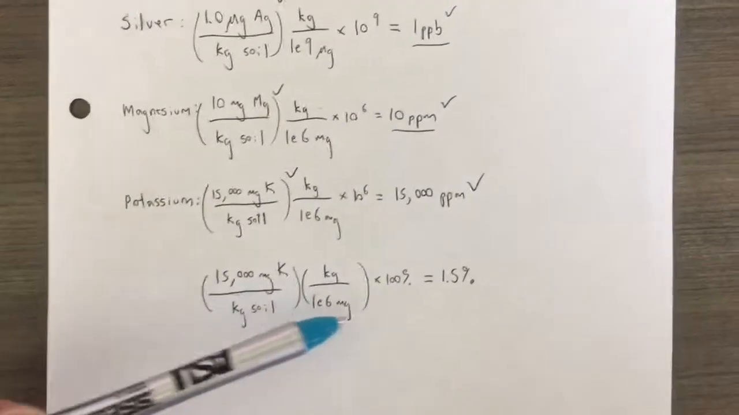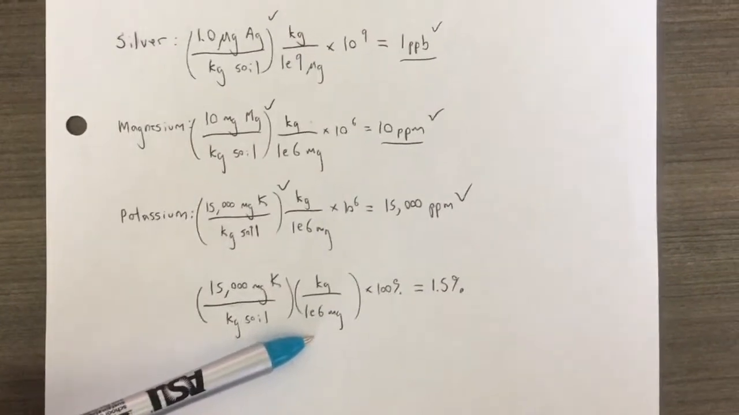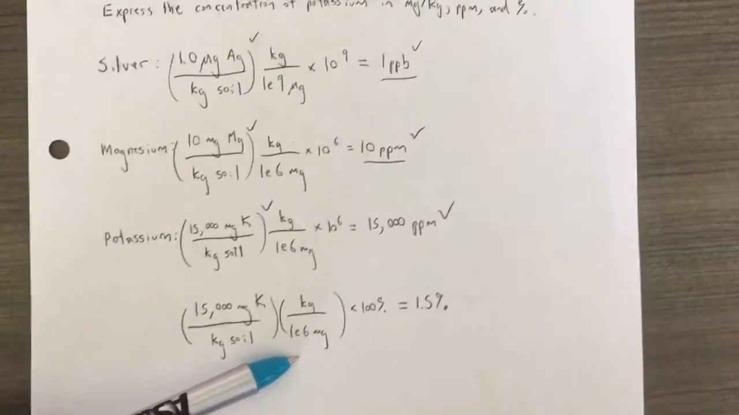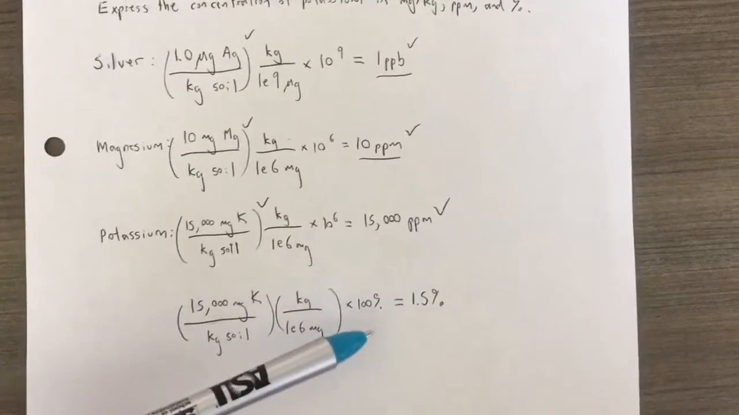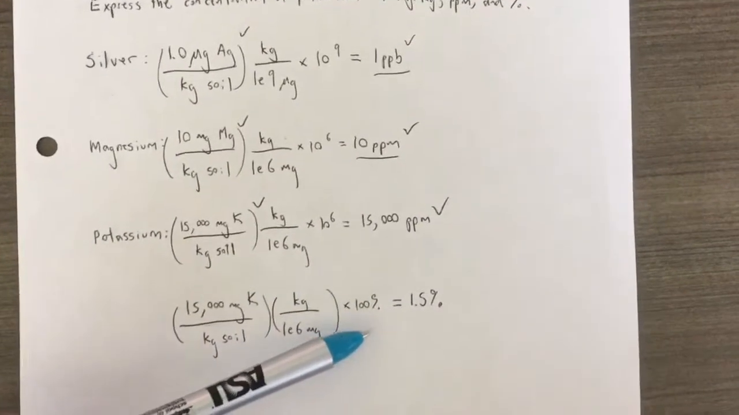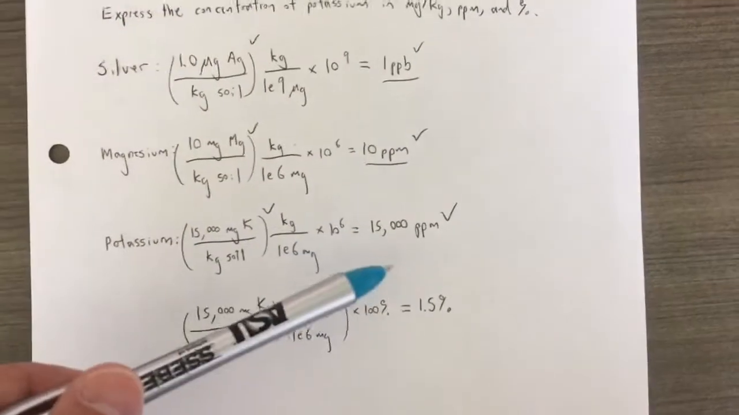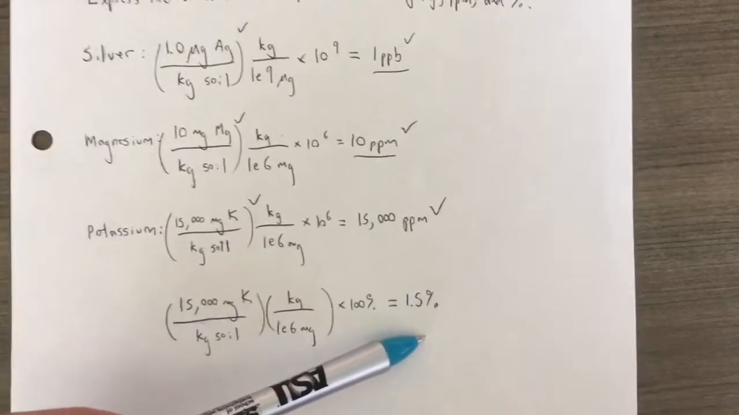Percent. So we use this same mass ratio where we've done the unit conversion. So we have kilograms of potassium in the numerator, kilograms of soil in the denominator. Now though, instead of multiplying by a million, we multiply by 100 to express it as a percent. And so 15,000 milligrams per kilogram is equal to 15,000 parts per million, and it's also equal to 1.5%.